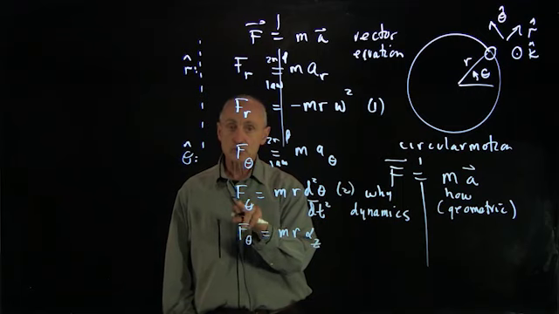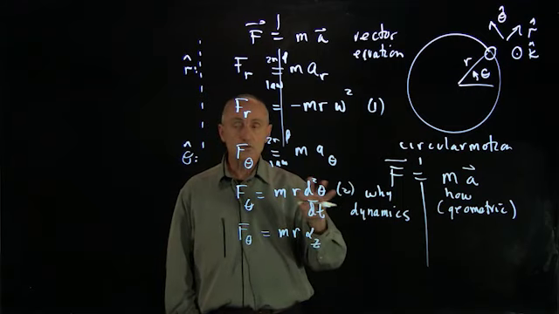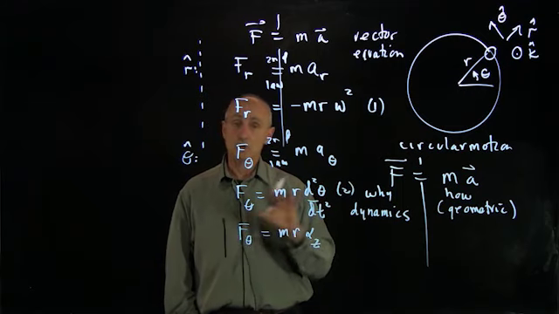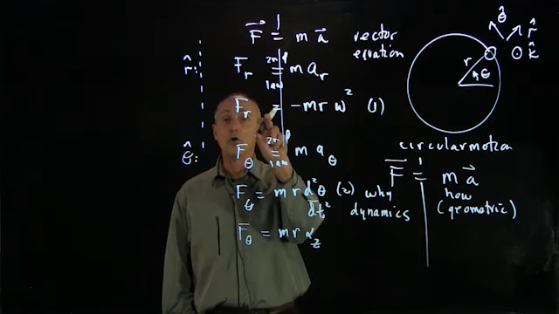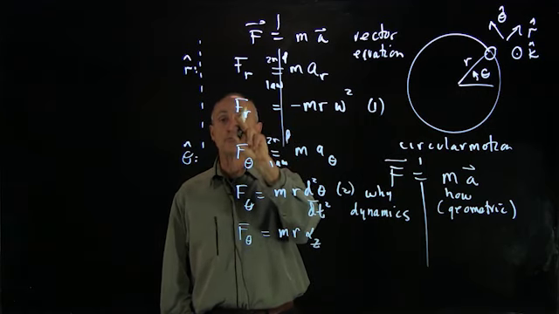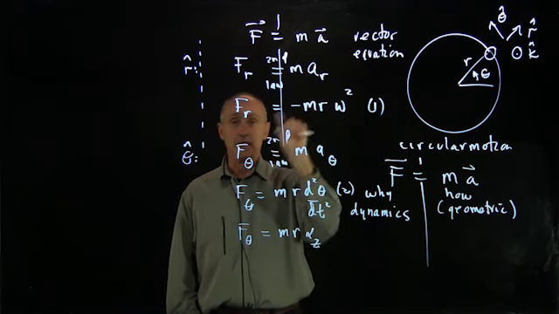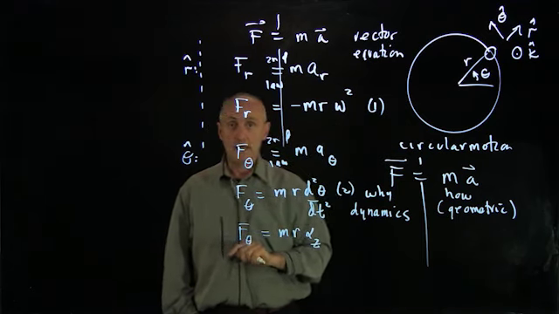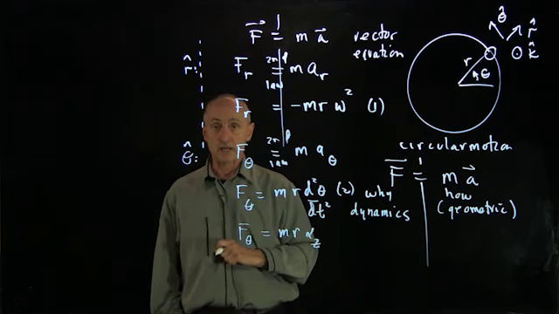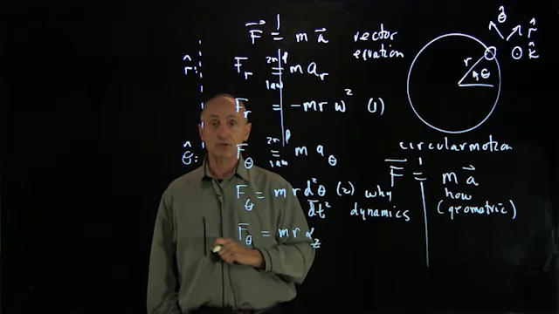If the tangential forces are 0, then there's no tangential acceleration. We know that for circular motion, the radial forces can never be 0 because this term is always non-zero and points radially inward. And now we'll look at a variety of examples applying Newton's second law to circular motion.